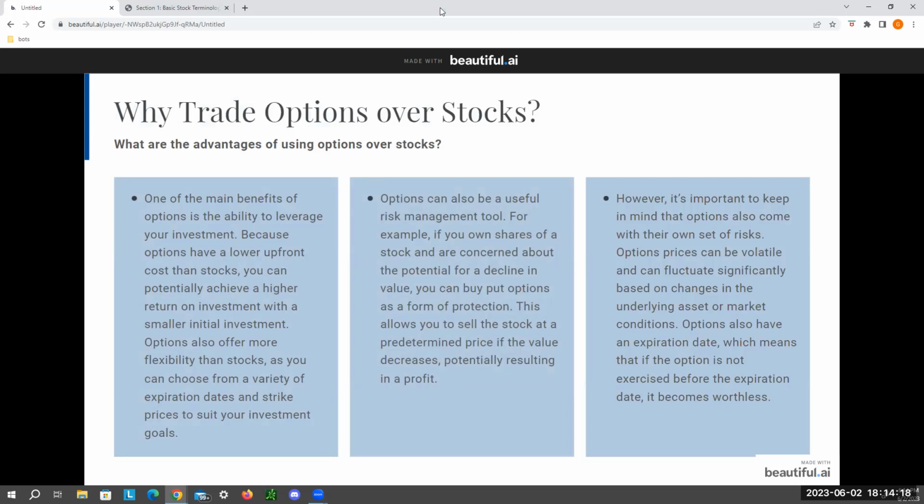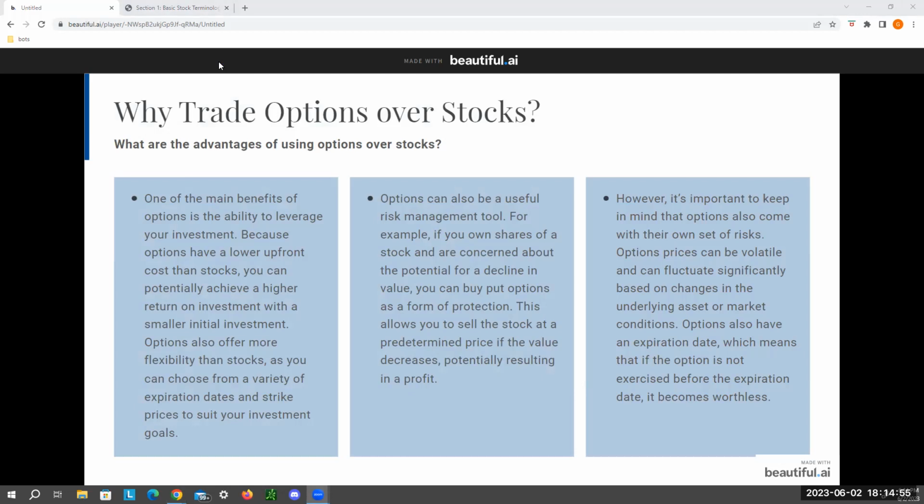So what are the advantages of using options over stocks? One of the main benefits of options is the ability to leverage your investment. Remember, I'll use the house example again. If you don't have the $100,000 for the house, but you have $10,000 and you believe that the house's value is going to go up, I'm leveraging that $10,000 for something that's worth $100,000 right now, right? So one of the main benefits is leverage. Because options have such a lower upfront cost than stocks, you can potentially achieve a higher return on investment with a smaller initial investment. Options also offer more flexibility than stocks, as you can choose from a variety of expiration dates and strike prices to suit your investment goals.